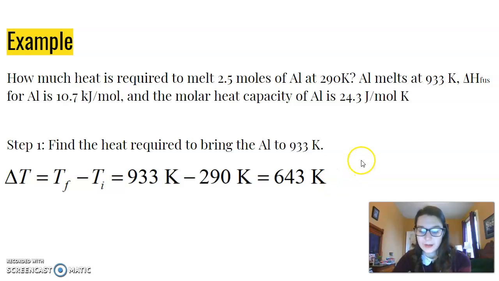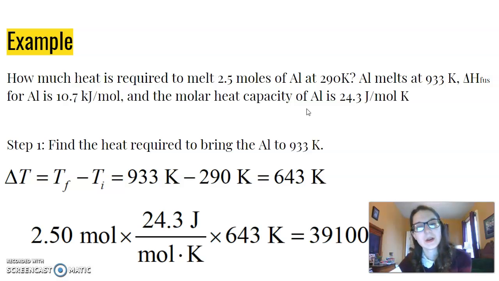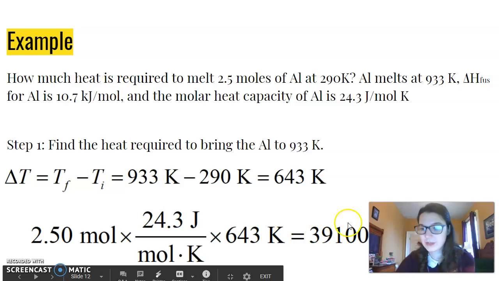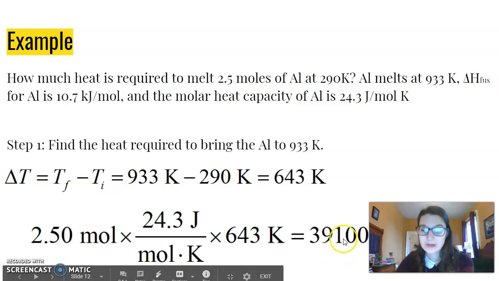Then we take our 2.5 moles. And we're going to be using the heat capacity because remember, that's how much energy it takes to change a substance, 1 gram of that substance, by 1 degree Celsius or 1 degree Kelvin. So we're going to take our moles, 2.5, multiply it by the heat capacity, and then multiply it by our change in temperature. To actually bring the aluminum to 933 Kelvin, it's going to take 39,100 joules of energy or of heat.